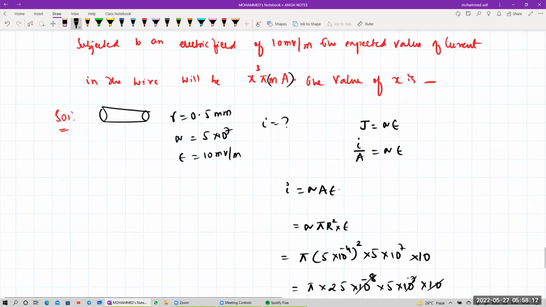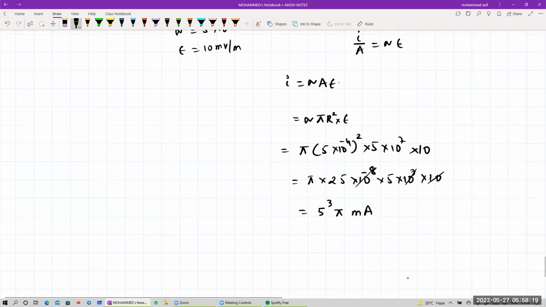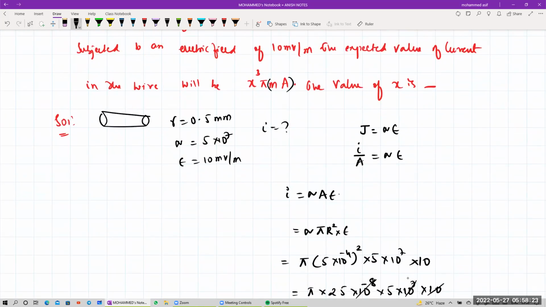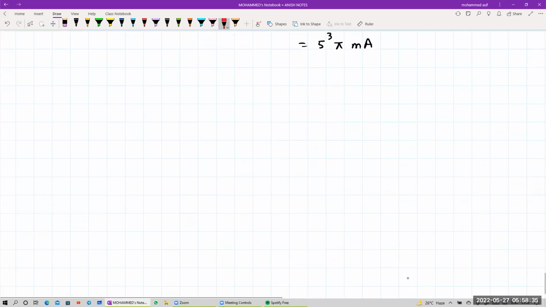Yes, x cube, and what is the x value that came? The question asks for the value of x. 5. So x value is equal to 5. Clear? Yes, sir. One more question.